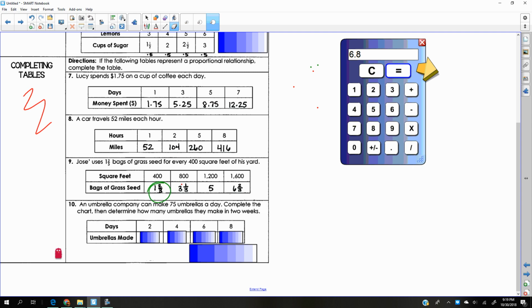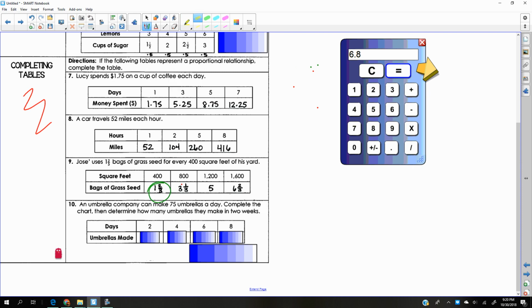But anyways. All right, so an umbrella company can make 75 umbrellas a day. You're going to complete the chart. Then you're going to determine how many umbrellas they can make in 2 weeks. So we have to set up a proportion. Okay? So let's go back and look. Let me highlight this.